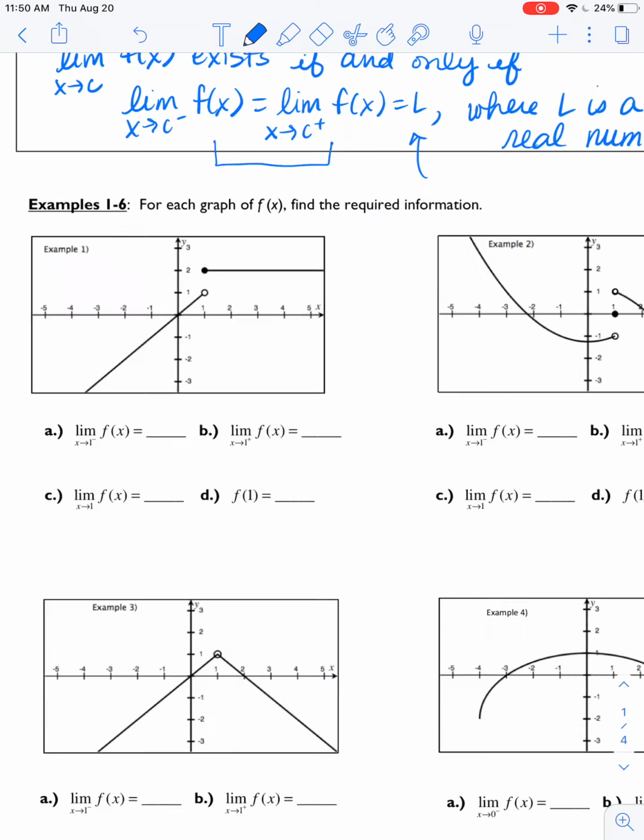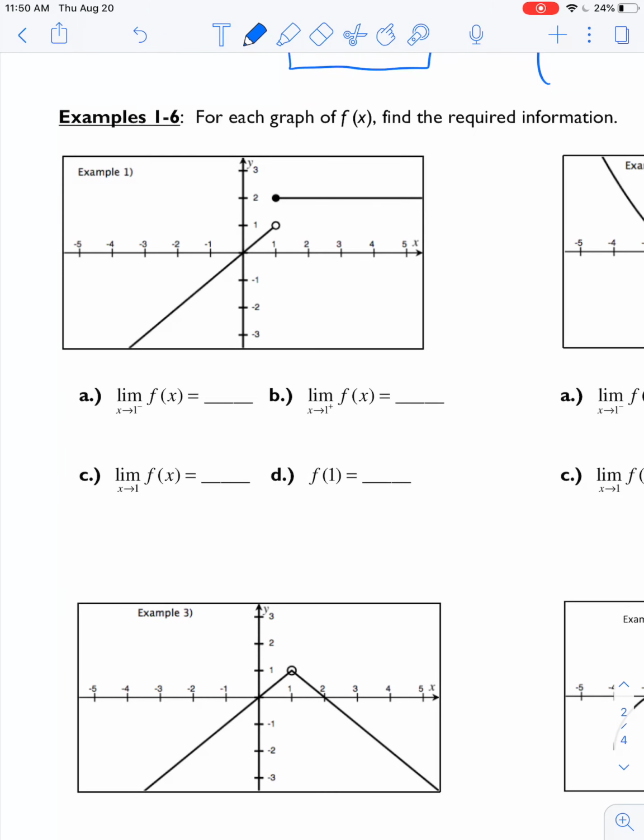In number 1, it first asks us for the limit as x approaches 1 from the left. And so again, I'm going to focus in on where x is 1.